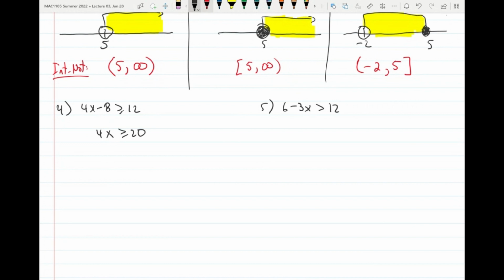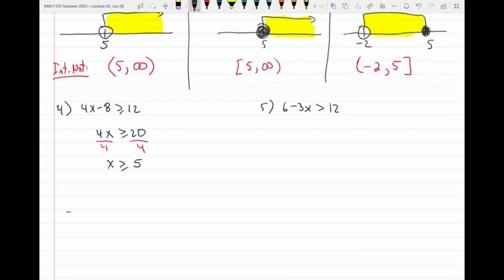So always, always ask yourself, am I dividing by a negative? In this case, 4 is positive, so that means nothing happens to the inequality, it stays like that, okay? No need to flip it. So we get that x is greater than or equal to 5.